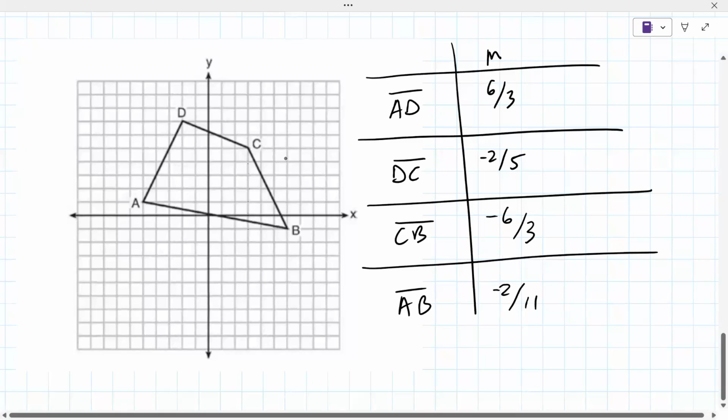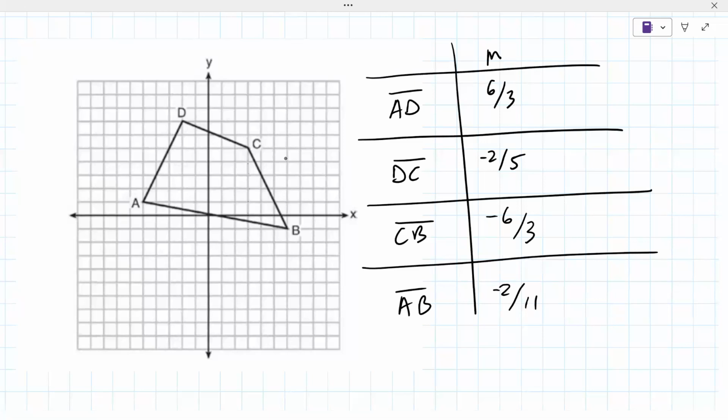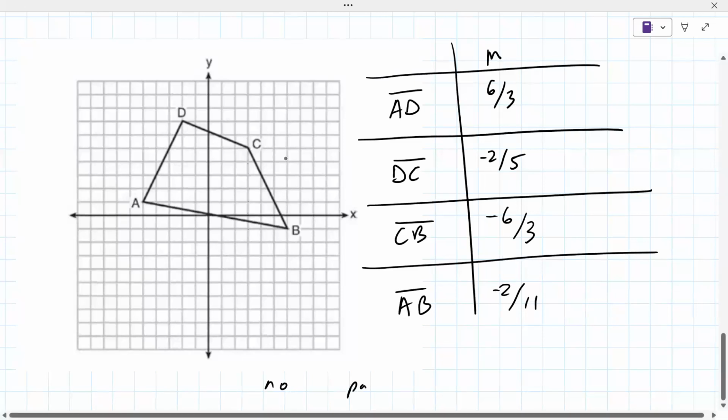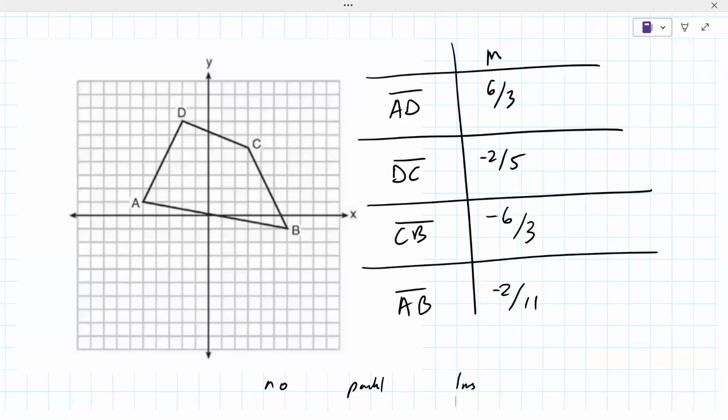All right. Are any of these slopes the same? Nope. Yeah. They have to be exactly the same. So there are no parallel lines here, which means it could be a kite, but it is not. You'll get to that at some point later on. Okay.